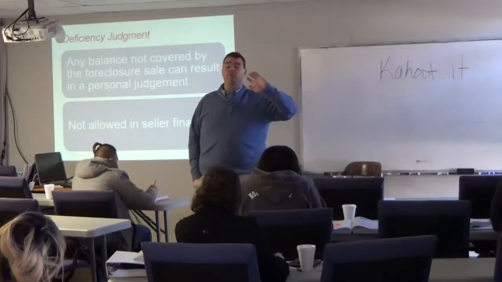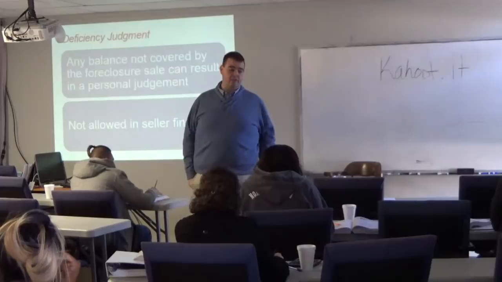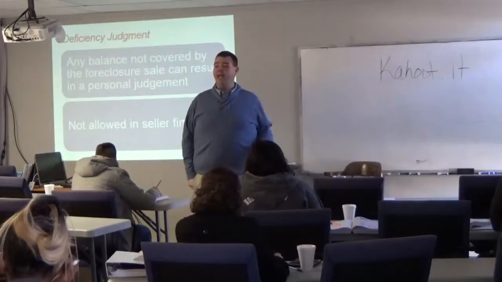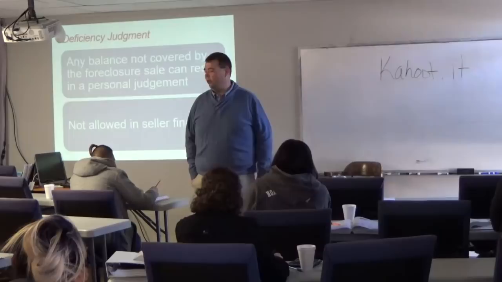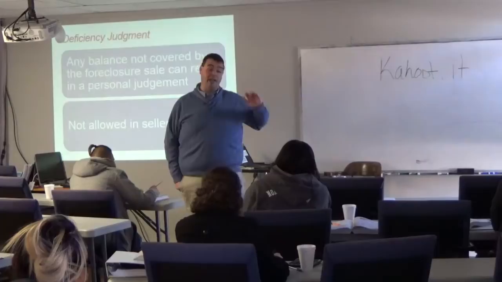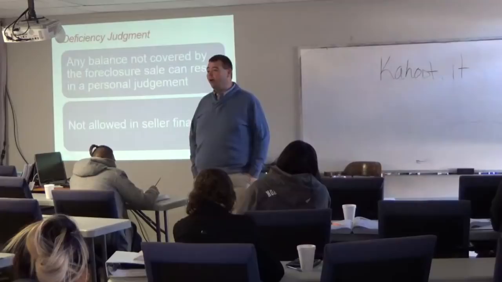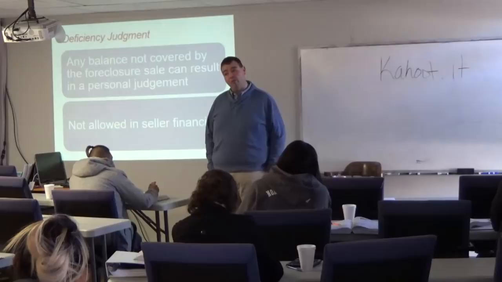So let's say Bank of America buys it at the courthouse auction for $215,000. And then they hire a real estate broker, and they sell the property, and they only net $185,000 after they sell it with a real estate broker. They can come back and sue you, the original borrower, for that $30,000 difference. And they will get a judgment against you called a deficiency judgment, because the thing you pledged as collateral was not enough to cover the total debt.